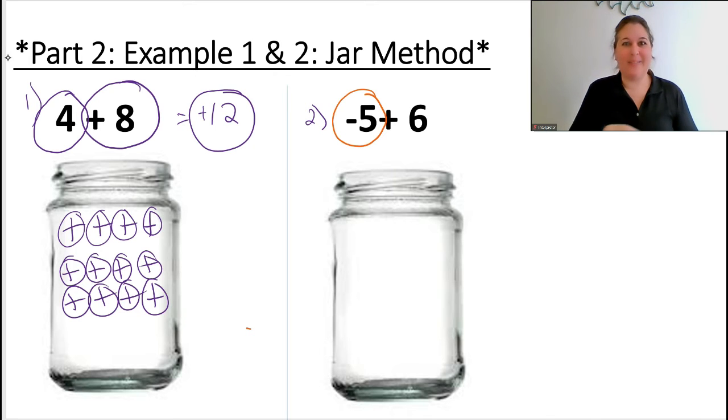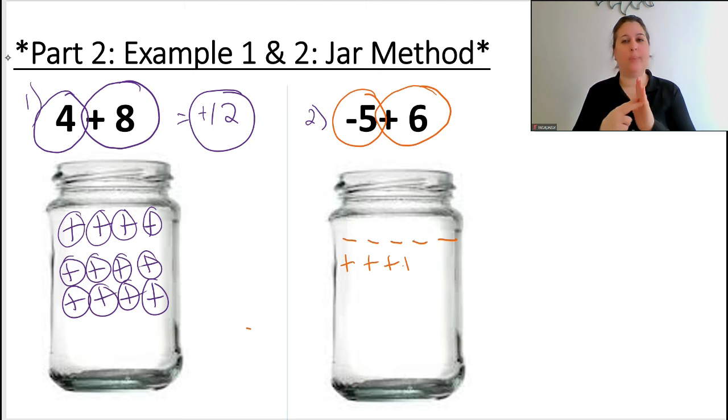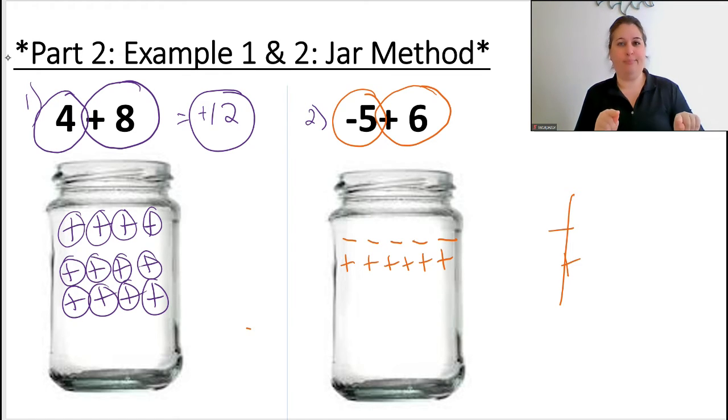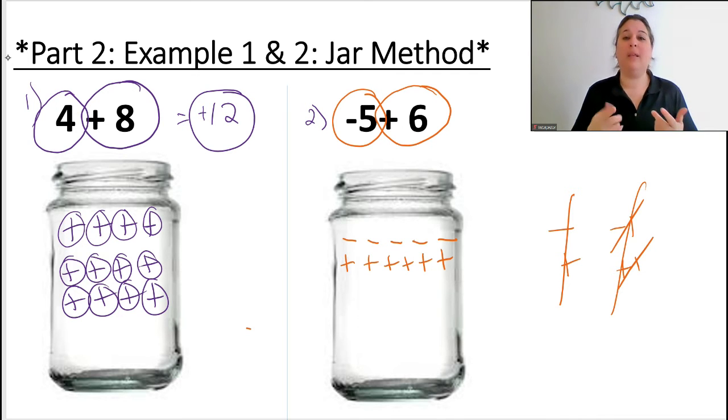Ooh, I have -5. So that means I'm going to put 5 negatives. 1, 2, 3, 4, 5. But then I'm going to put 6 positives. 1, 2, 3, 4, 5, 6. Well, remember what I said about positives and negatives, like they're opposites? So if I have a negative and I have a positive, they can cancel, because what that really is saying is -1 and a +1. Those cancel to make 0.